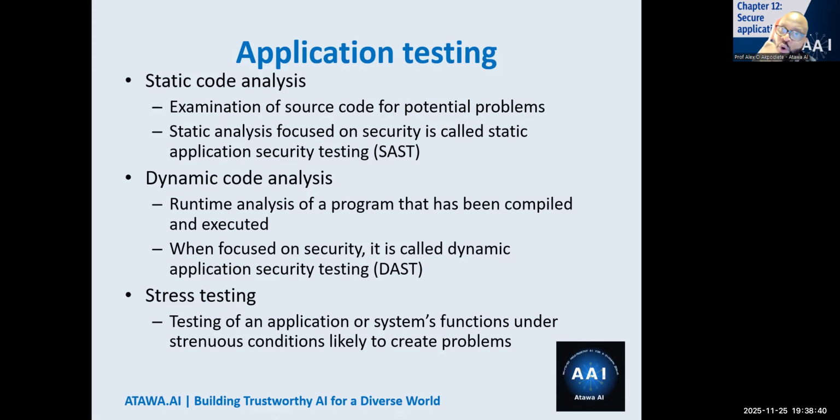Static code analysis looks at the source code for potential problems. If you talk about security analysis, then it becomes SAST, right? Dynamic requires you to look at a program that has been compiled and then executed. It is focusing on the security and is now called DAST, D-A-S-T. So that's the easy way to distinguish between static code analysis and dynamic code analysis. You can get into more in the other exam where it talks about black box testing, white box testing, all that. But here, this is what you need to know.